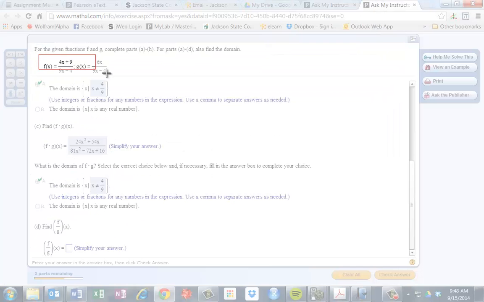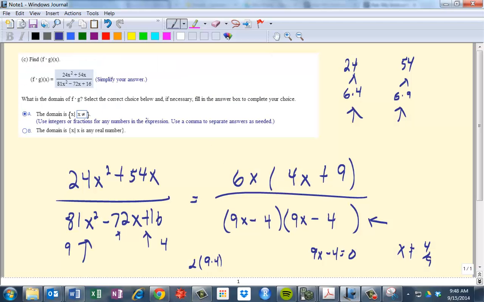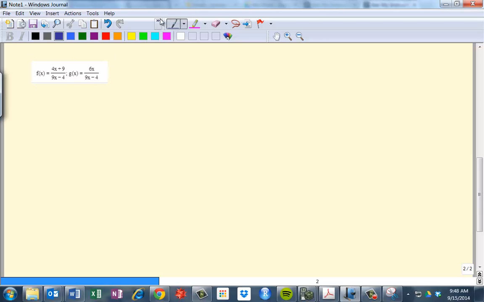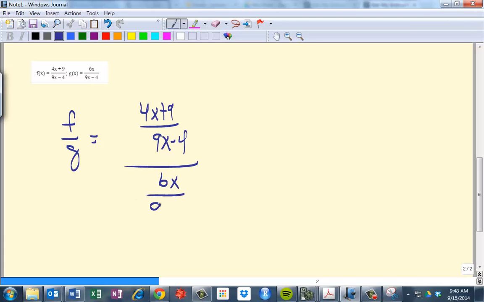Okay? And then the second piece here is a little different, but you're looking for f over g. So the first thing you want to do is just find f over g. We got 4x plus 9 over 9x minus 4 divided by g, which is 6x over 9x minus 4. And what you want to do is first look and see that x cannot be 0, because if you put 0 in for x here, you get 6 times 0, which gives you 0 in the denominator. That's not good. So x cannot be 0.